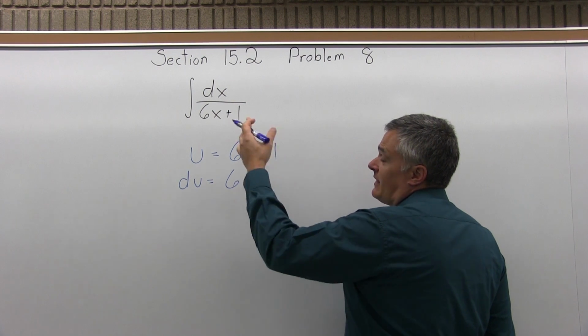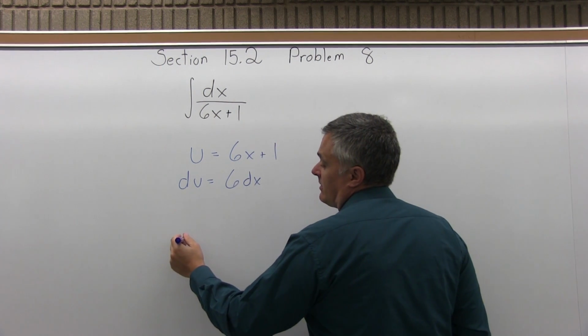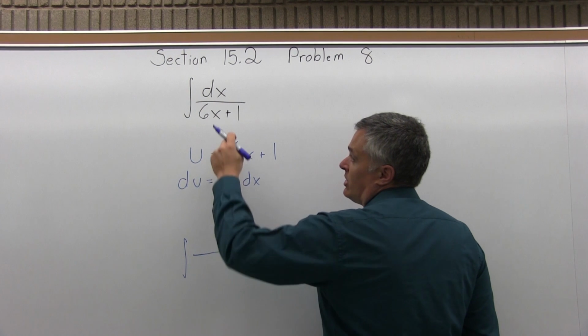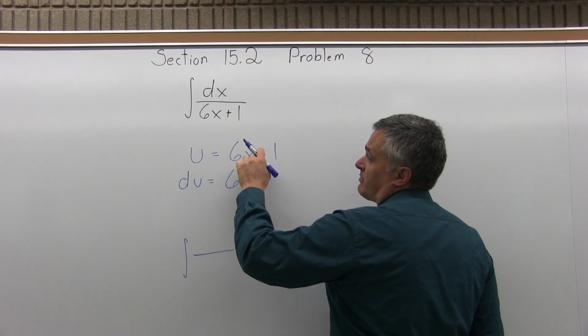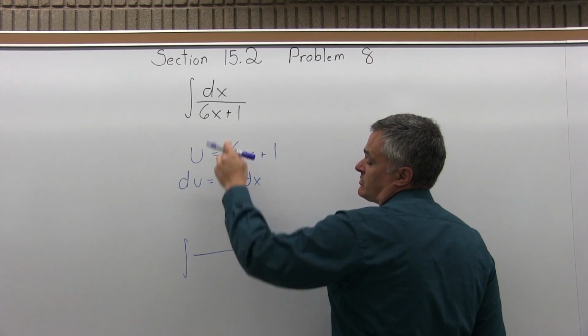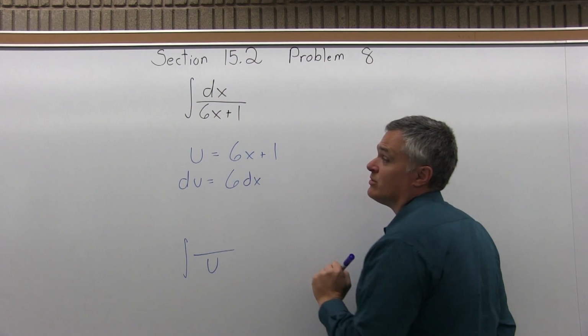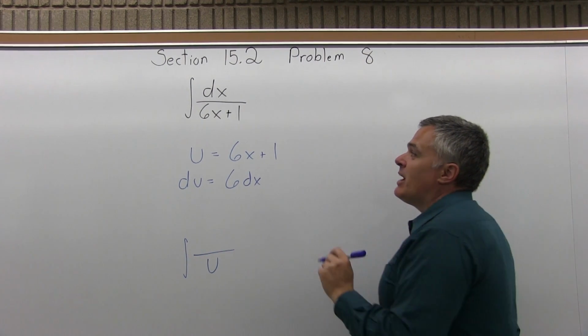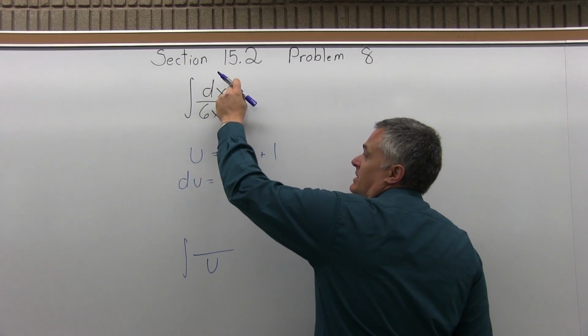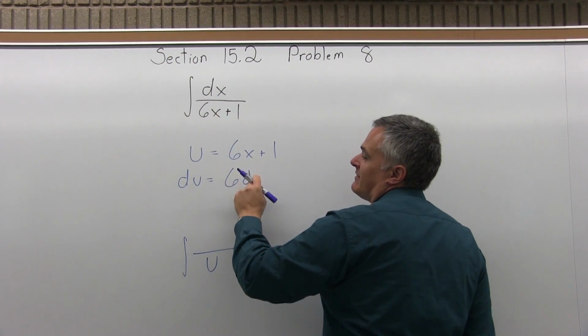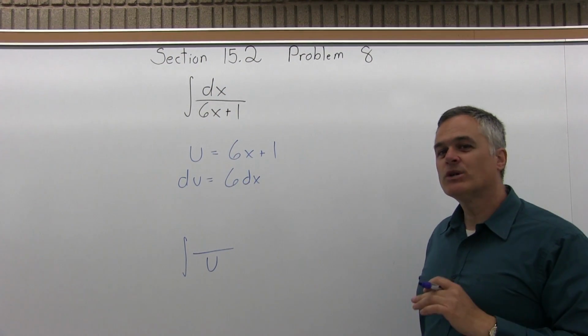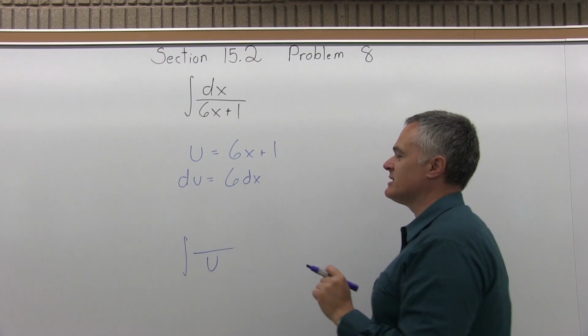So now as I go to rewrite my integral, the denominator is obviously a perfect match for u. The 6x plus 1 gets replaced with a u. The top doesn't quite match up. I need to replace dx. I have 6 dx. I want just dx. I need to get rid of the 6.